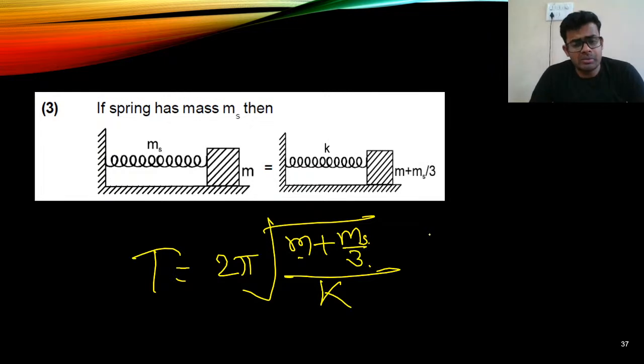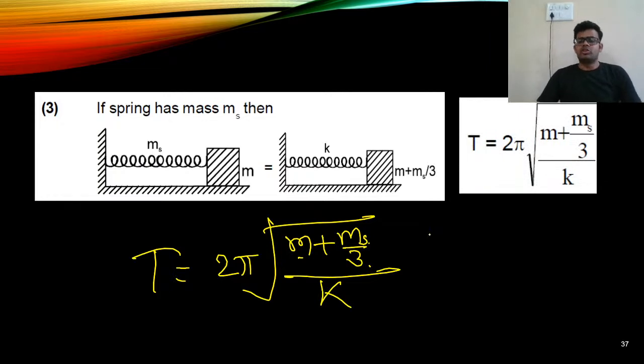How it came? Definitely it will come from the integration and derivation, right? But here we don't need it, we will just move on. Directly just remember the formula, that's all, my dear friends. So this is the formula you need to remember: 2 pi root of m plus ms by 3 upon k. This is the formula of SHM of a spring mass system where spring is having mass ms.